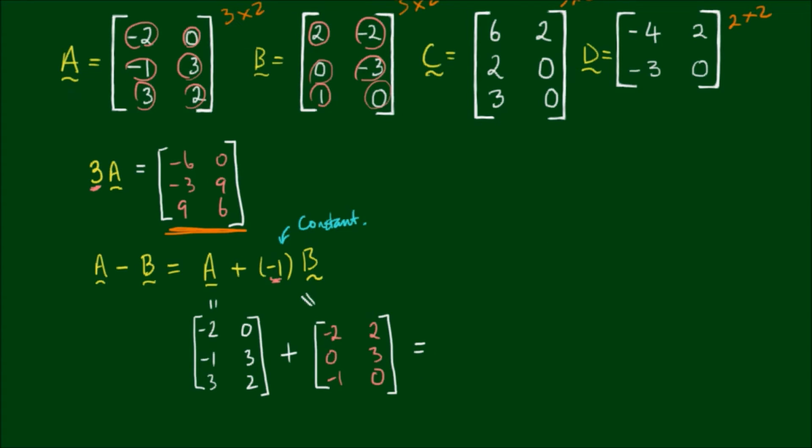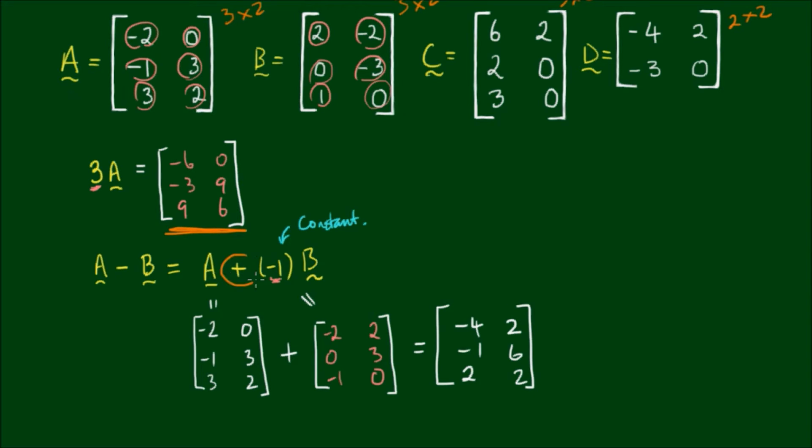Alright, so the resulting matrix, if we add matrix A plus negative matrix B, we get negative 2 plus negative 2 equals negative 4, 0 plus 2 equals 2, negative 1 plus 0 equals negative 1, 3 plus 3 equals 6, 3 plus negative 1 equals 2, and 2 plus 0 equals 2.